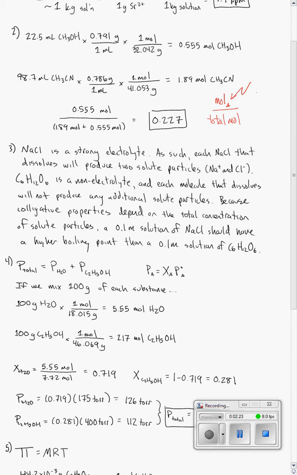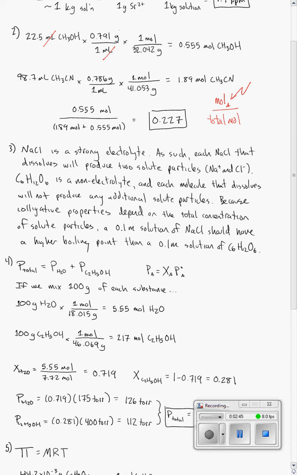We're starting off with 22.5 milliliters of CH3OH. We're told that the density is 0.791 grams per milliliter. If we multiply by the density, our milliliters will cancel out and we'll be left with grams. If we stopped here, we'd have grams of CH3OH. We could use that if this problem involved calculating percent by mass. But we have to go one step further because we're calculating moles.